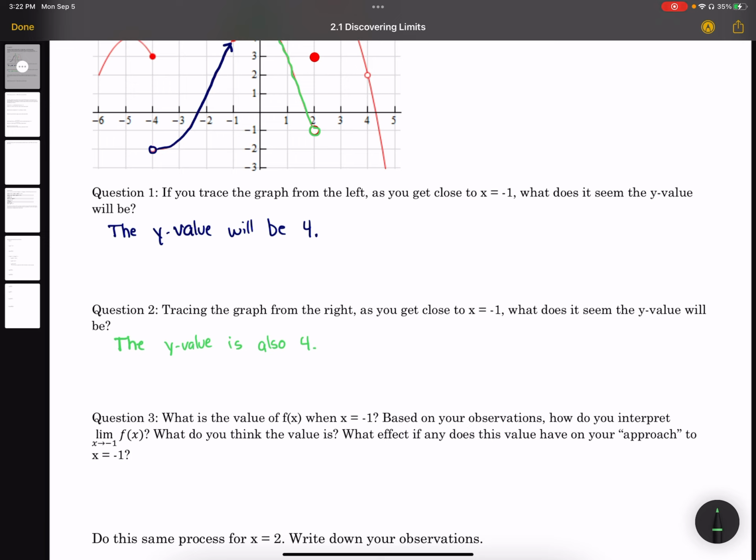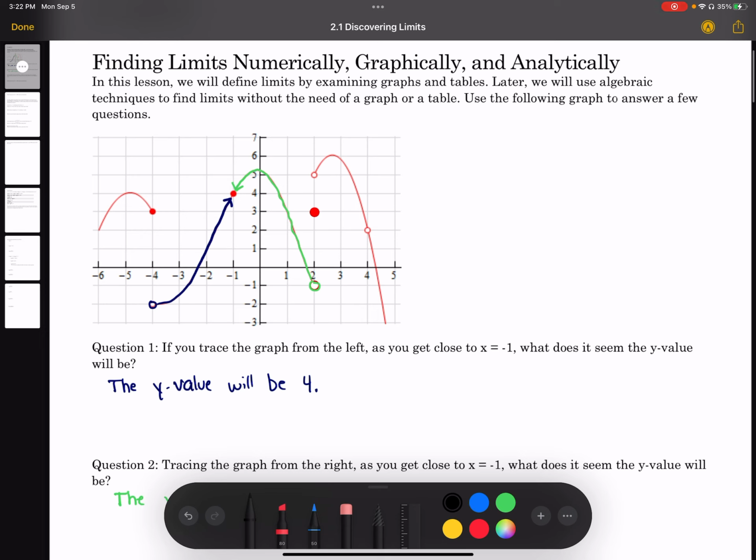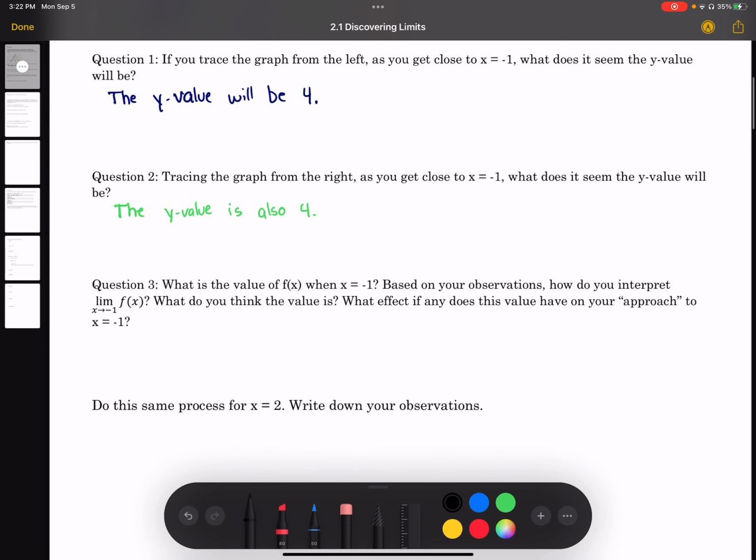So now our third question is, what is the value of f of x when x is -1? If we look at our function, when x is exactly -1, our y value is 4. So we'll write that when x equals -1, y is 4. Another way of saying that is f evaluated at -1 equals 4.